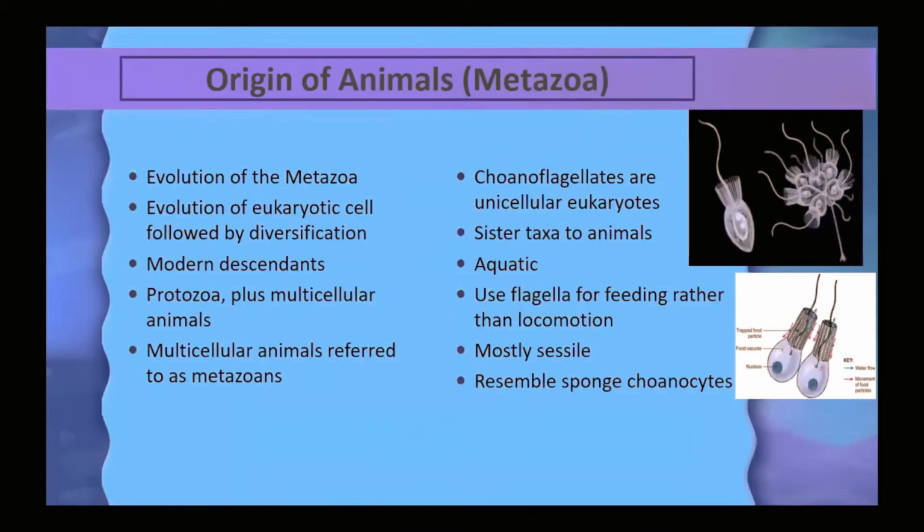Evolution of the eukaryotic cell was followed by diversification into many lineages. Modern descendants of these lineages include unicellular taxa, as well as colonial and multicellular plants, animals, and fungi. Animals traditionally were divided into single-celled animals or protozoans and multicellular animals or metazoans. Because protozoans belong outside the animal kingdom, metazoan is now synonymous with animal.